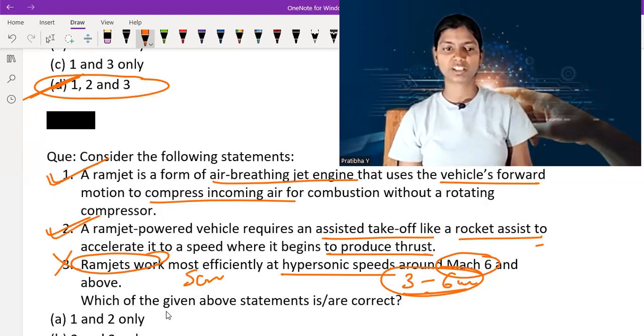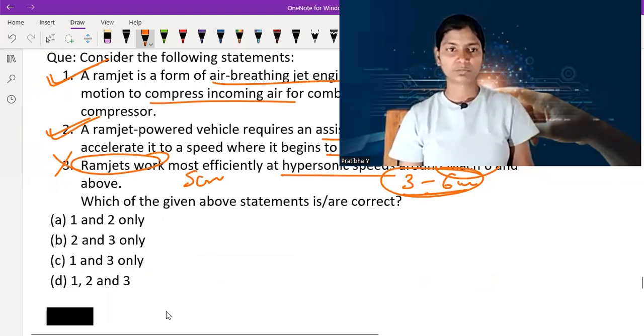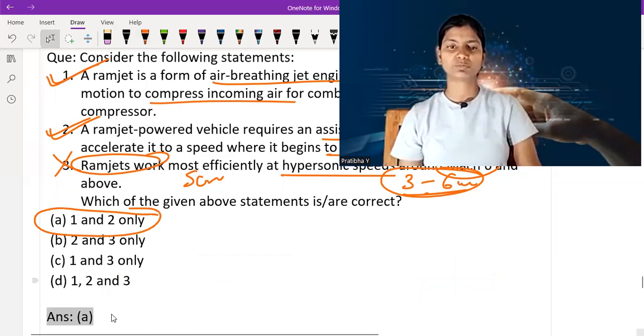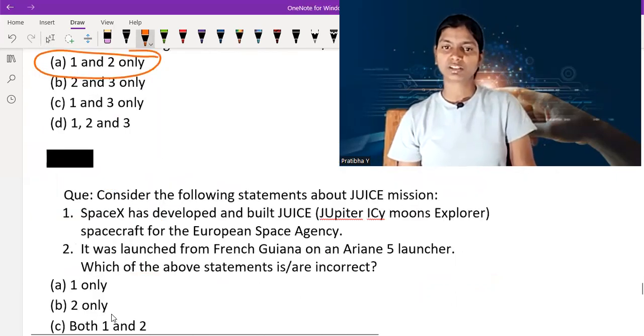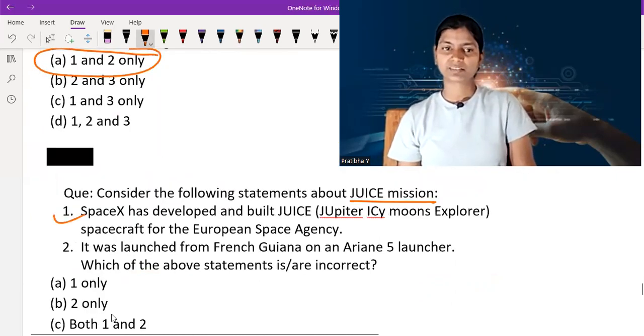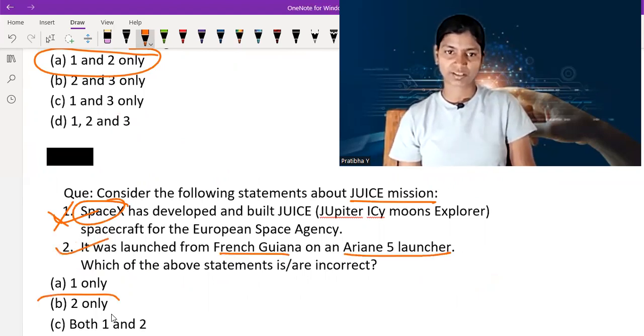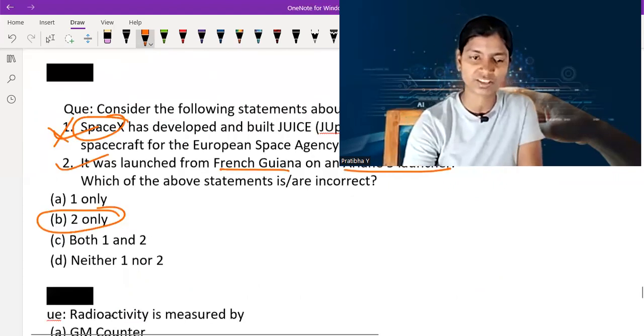So statement 1 is right, statement 2 is right, and the third is wrong. Statements 1 and 2 are correct, that is option B. Just check whether it's the right path. Option B. We are on the right path. Now let's move on to the next question. This is the statement about the booster. SpaceX has developed Airbus. It was launched from French Guiana on an Ariane 5 launch day. This option B is correct.